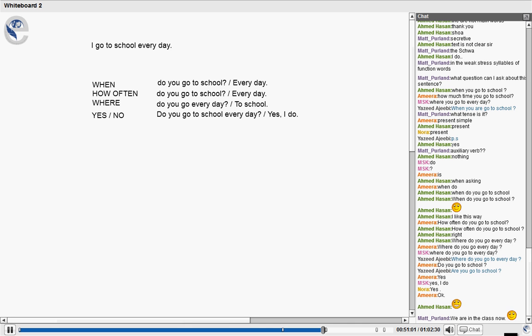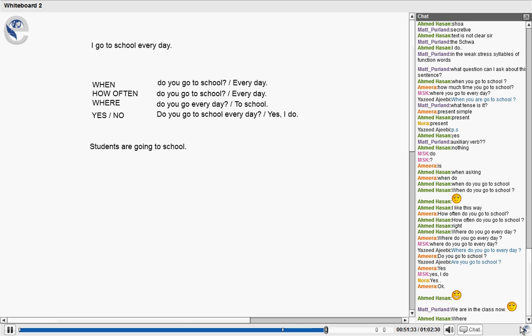Let's think about the next sentence. Students are going to school. So what question words can we use here? What question words have we got? Yes, we could have a yes-no question. But what question word can we use? Look at the example. So where? Okay.